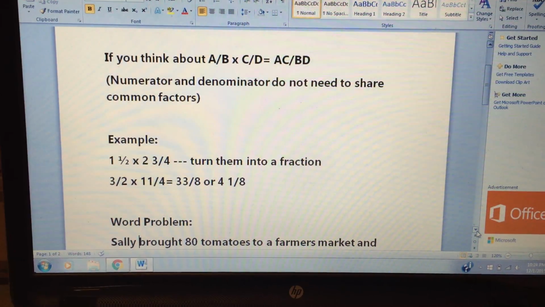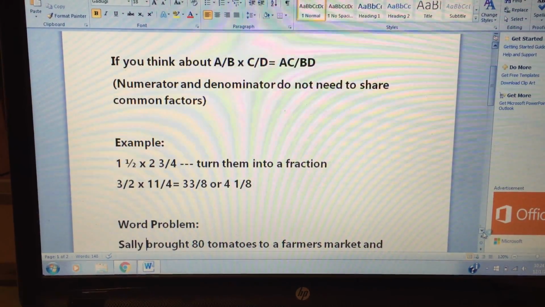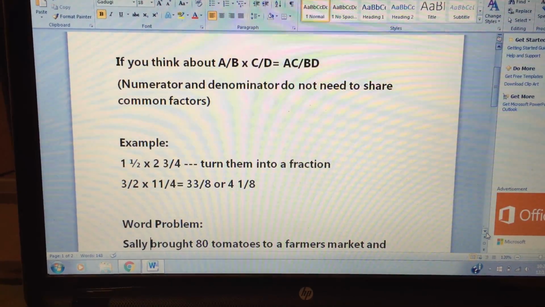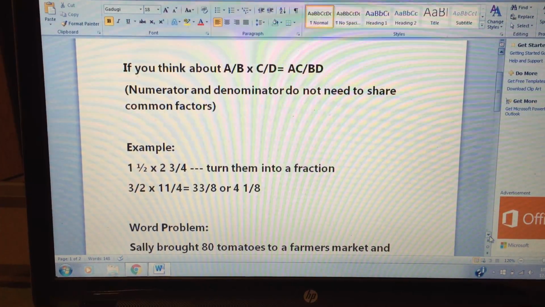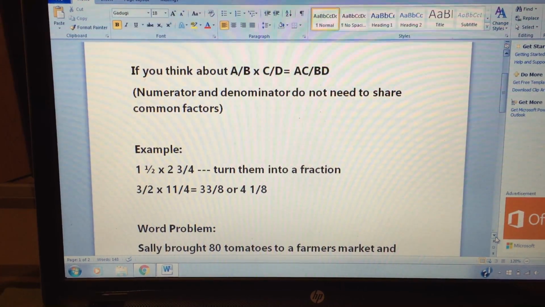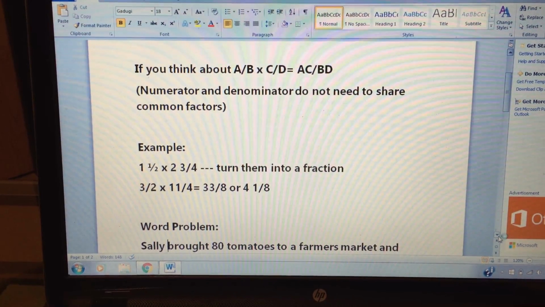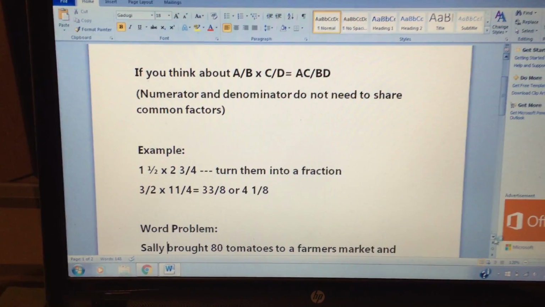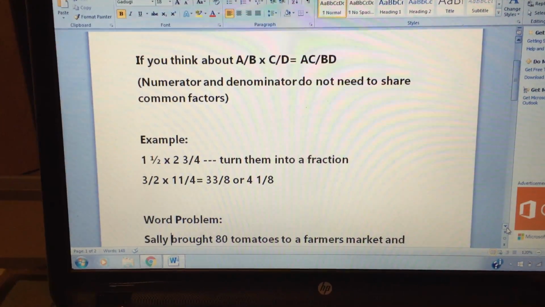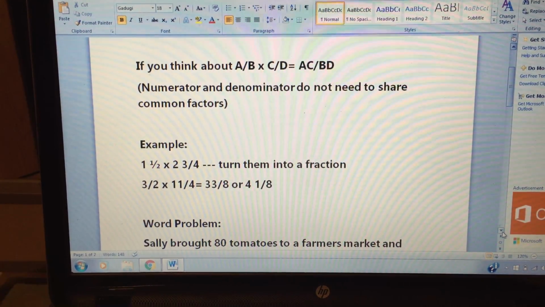For an example, I said 1 1/2 times 2 3/4 can be turned into a fraction, and that will equal 3/2 times 11/4, which equals 33/8. I took the 3 times 11 over 2 times 4, and I got 33 over 8, and that can be put back into a mixed fraction, which is 4 1/8.